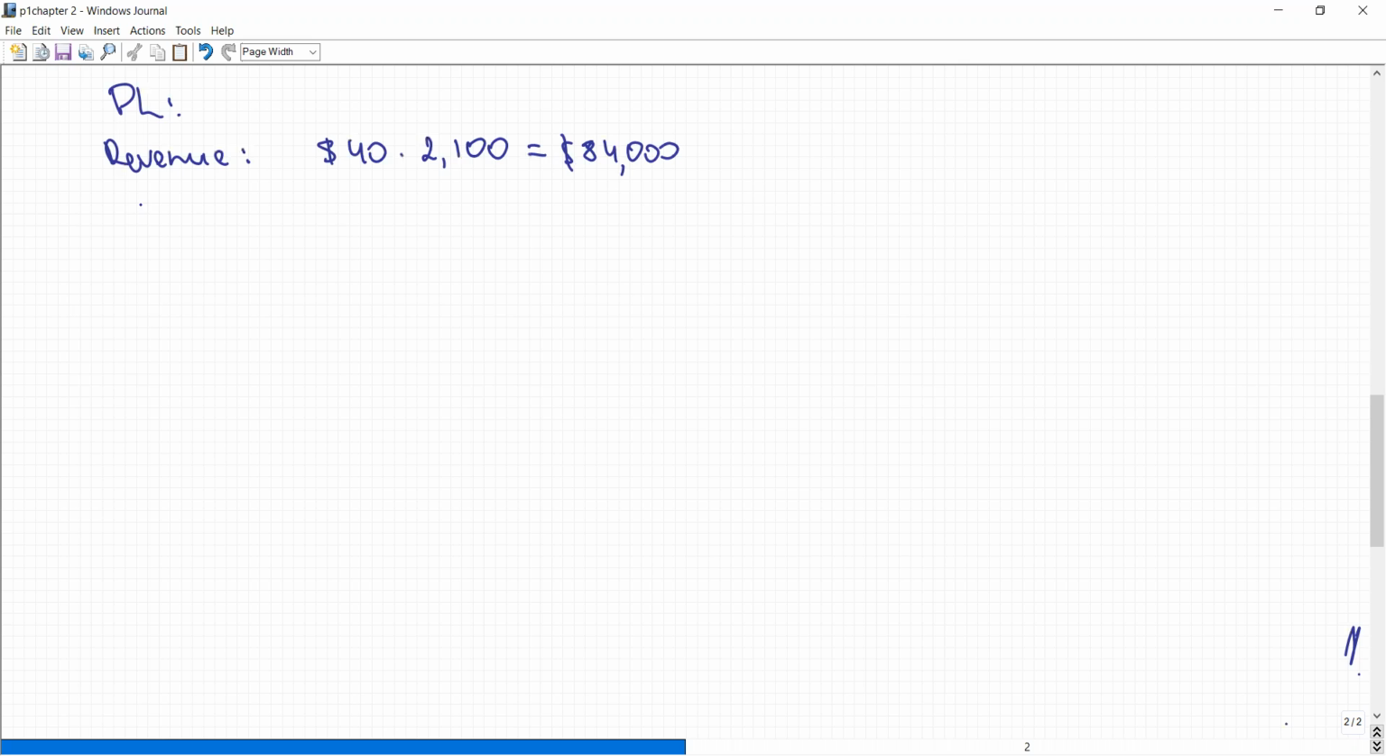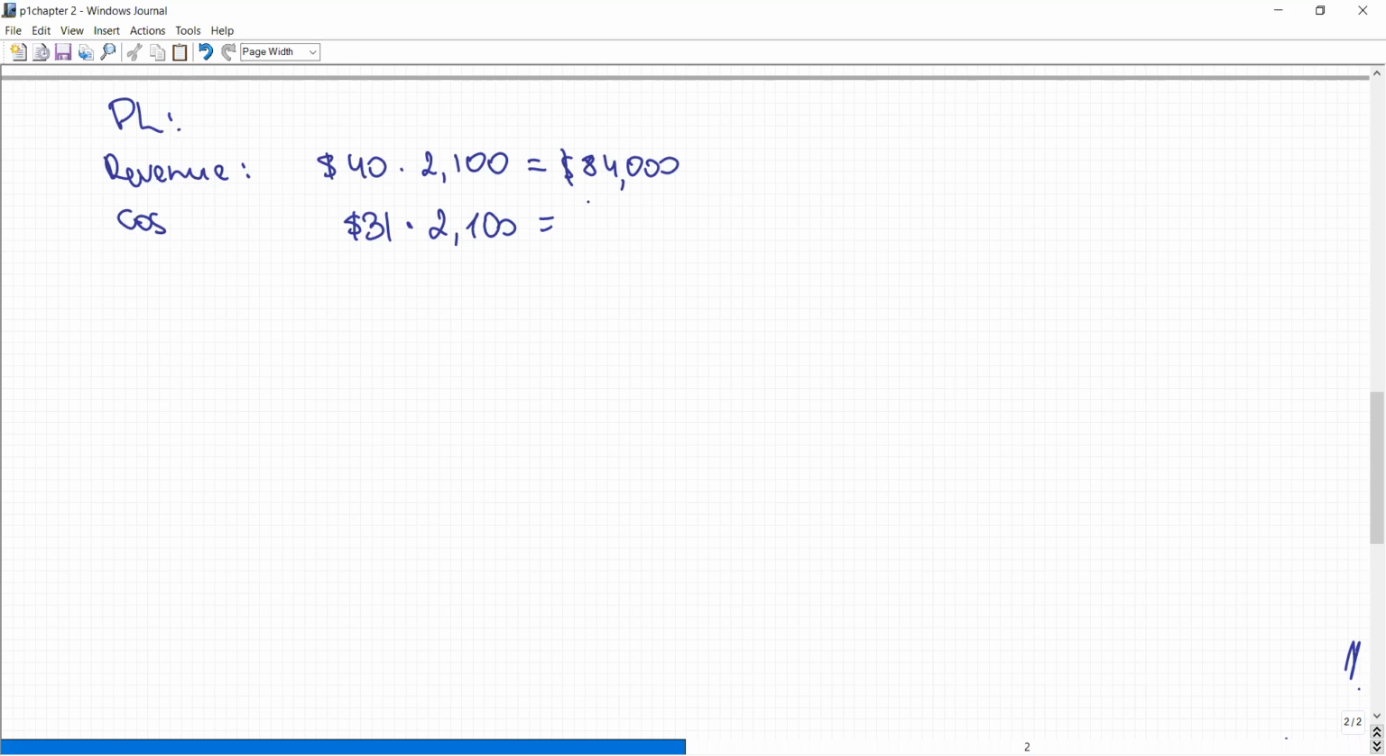Now let's calculate cost of sales. And cost of sales is going to be calculated as full cost, which we calculated to be 31, multiplied by 2,100. So it's going to give us 65,100. And that is our cost of sales, 65,100, which gives us the gross profit margin of 18,900. Okay, looks perfect and natural. But hey, what's the problem?